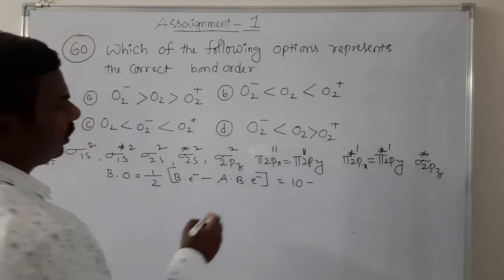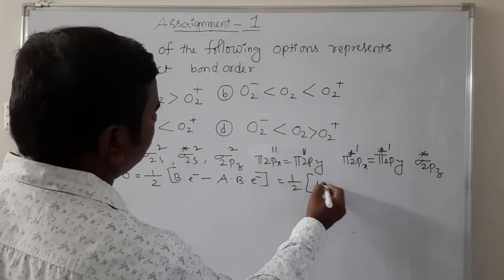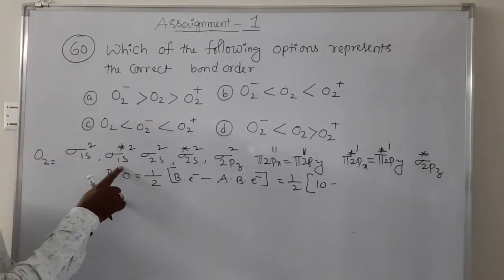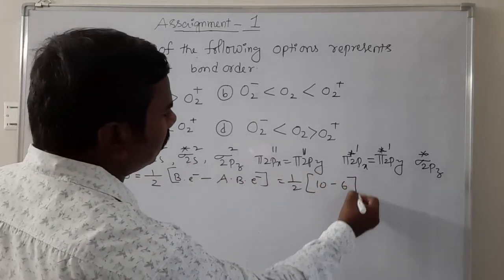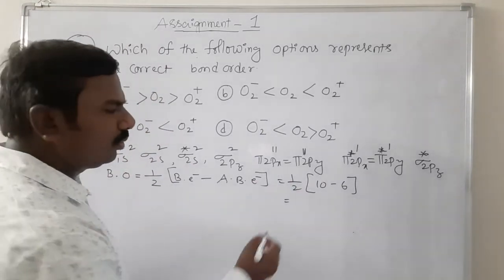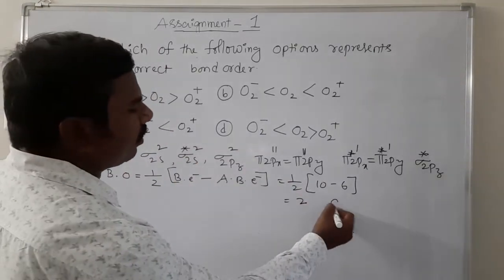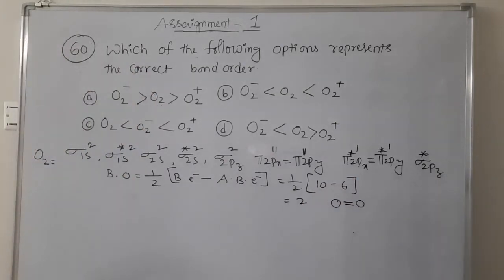Half into 10 minus the anti-bonding electrons, with star. Anti-bonding: 2, 4, 5, 6. 10 minus 6 is equal to 4. 4 by 2 means 2. It means bond order will be 2 for O2. 2 bonds are there.